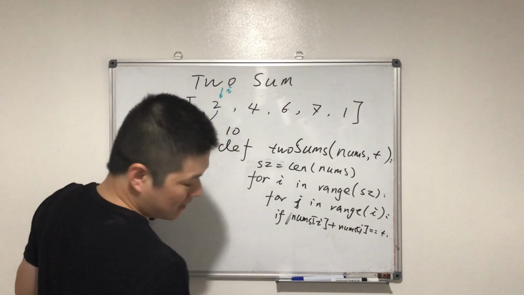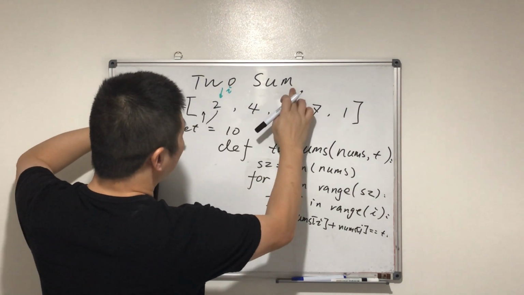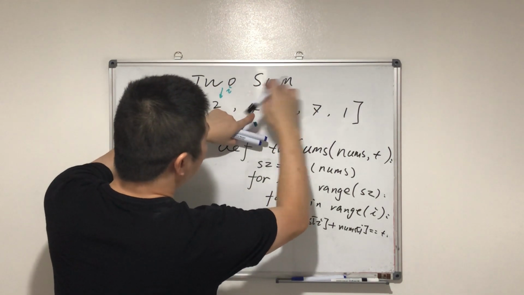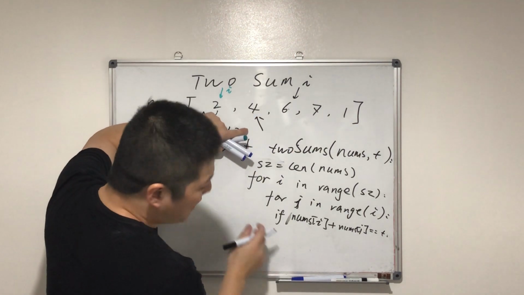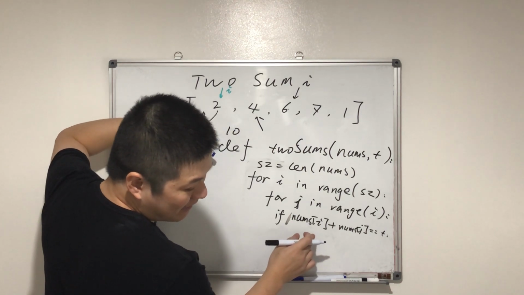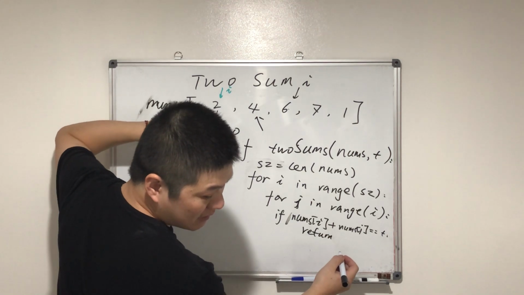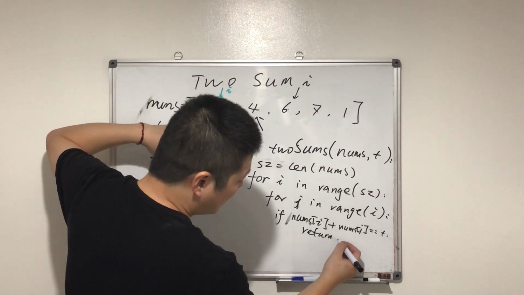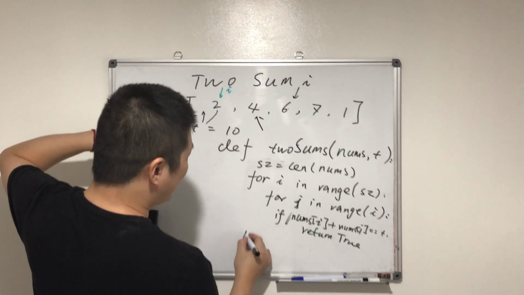What should we do? We found a pair i and j, right? Because if i is here, then j is here. If i is here, and j is here. So nums[i] plus nums[j] equals the target, right? Then what should we return? We return true. Otherwise, return false.